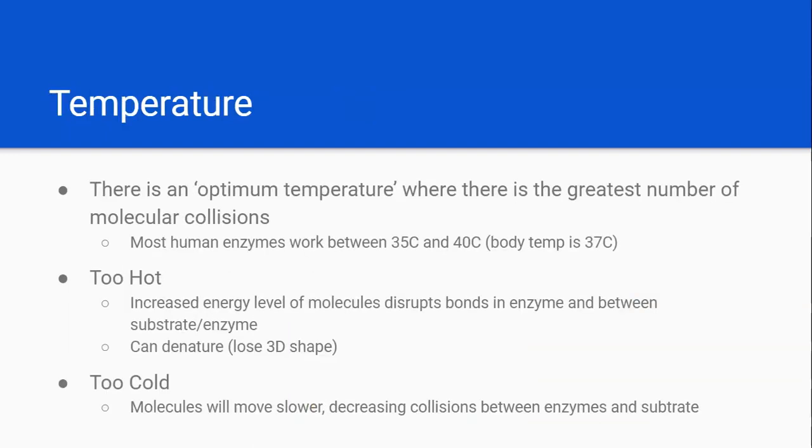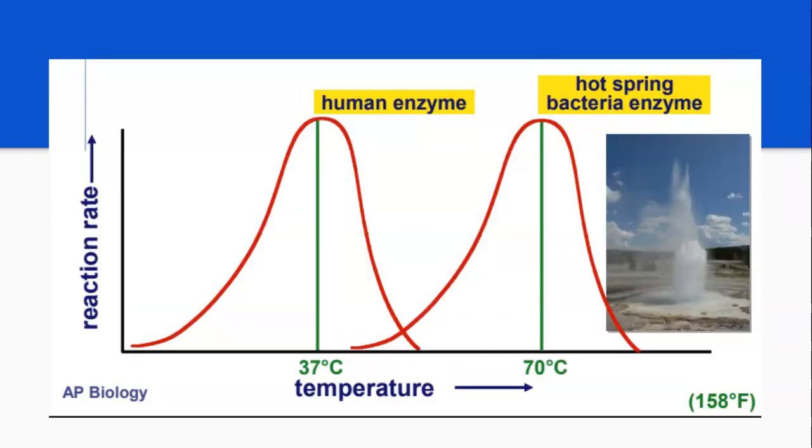Temperature. Every enzyme kind of has a sweet spot temperature of maximum efficiency. And if you get too high or too low, it's a bit like a bell curve. It stops working. Most human enzymes are going to work obviously around body temperature because that just makes sense. And when you go outside of that, it has to do with the particles moving, eventually becoming denatured, and so on. So here's an example. If this is an enzyme working in a thermal vent bacteria, well, then it probably has a higher optimum temperature because those bacteria are surviving in hot springs around 70 degrees Celsius.